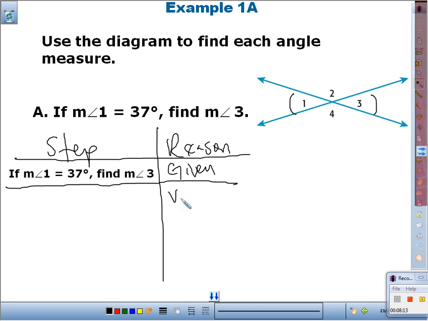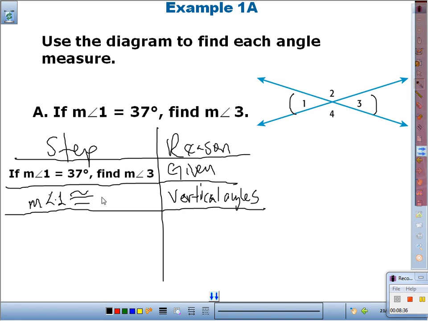What definition specifically, looking at these two angles, helps us to find the value of angle 3? Vertical angles. We write vertical angles. Okay, now that we wrote the reason, therefore, what does that mean here? What shall we write? Everyone. Measurement of angle 1 is what? No. It's congruent to measurement of angle 3. That's what vertical angles means.